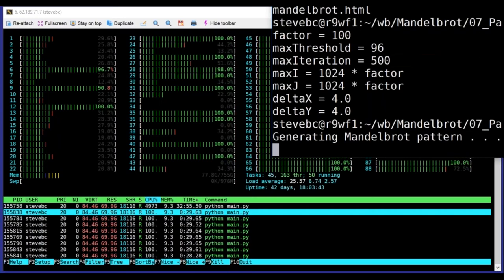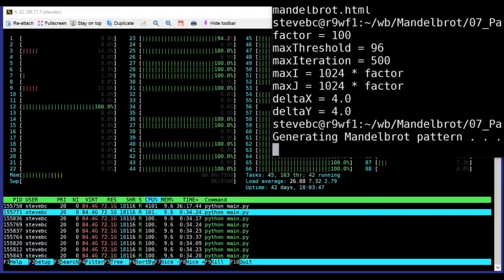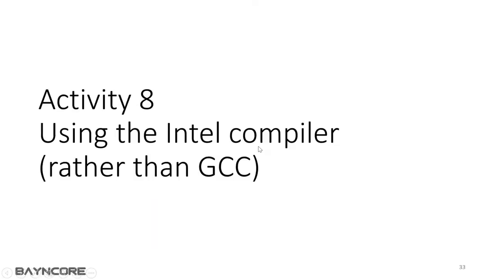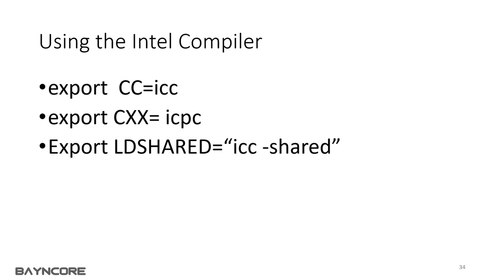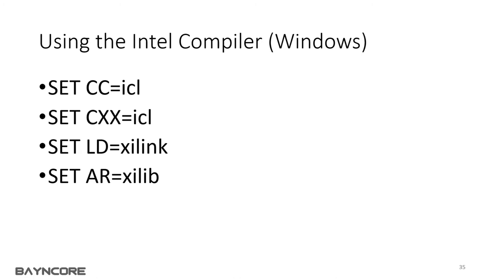Coming to the point of winding up what I want to show you. The last thing is to use the Intel compiler. When we did the Cython, it used the default compiler, which is GCC on the system, the GNU C compiler. What you can do is change some variables, and it will use the Intel compiler in this case rather than GCC. I've done that in the parallel version, or if you're using it on Windows, those are the environment variables that you would set.